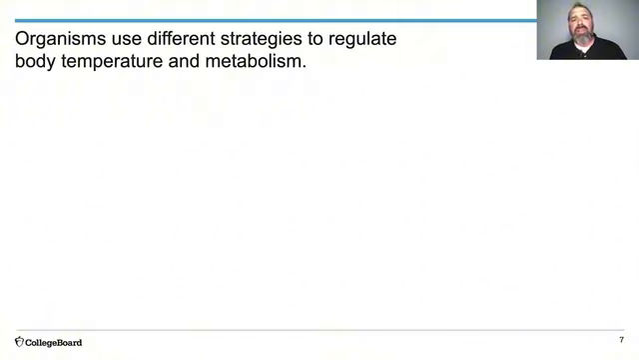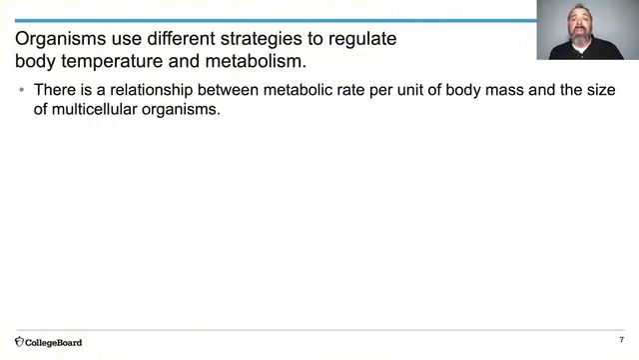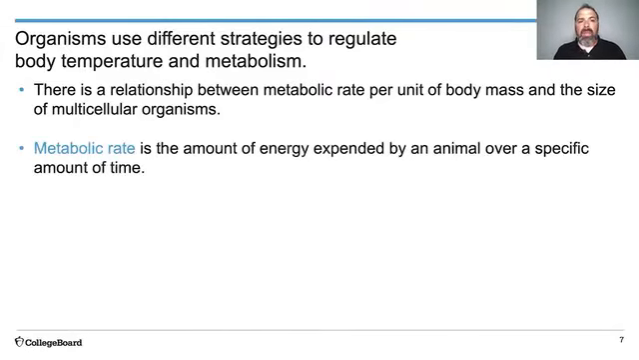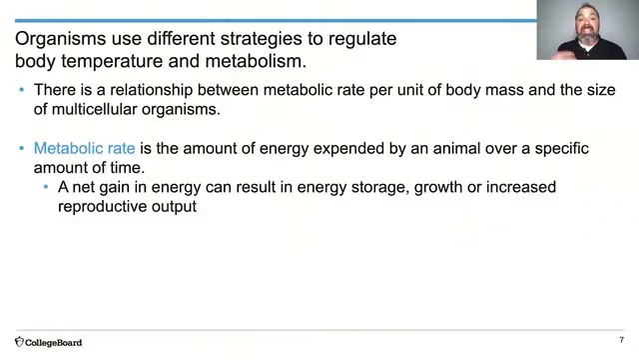Organisms also use different strategies to regulate body temperature and metabolism. And so when we talk about this, there's a relationship between metabolic rate per unit of body mass and the size of the multicellular organism. So the size of the organism will often determine their metabolic rate. And so metabolic rate is the amount of energy expended by an animal over a specific amount of time, and a net gain in energy.